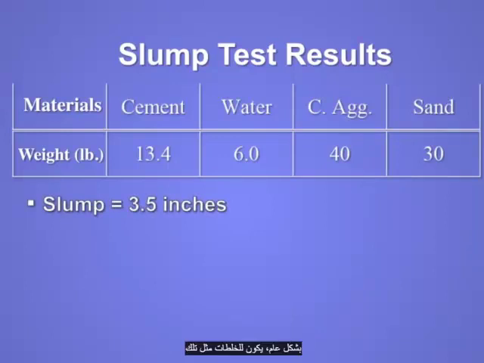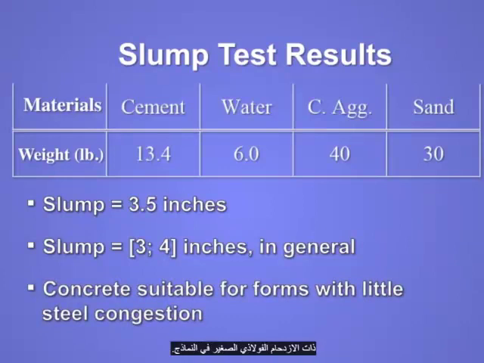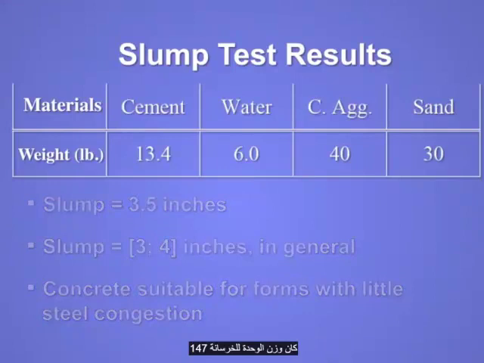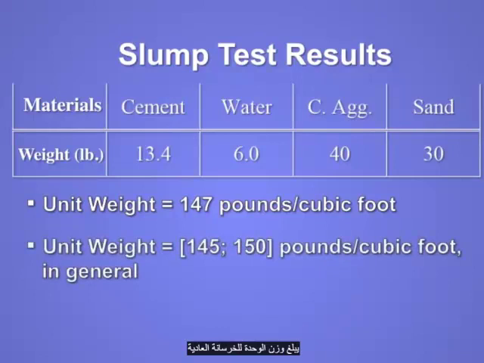In general, mixes such as the one described in this experiment have slumps of 3 to 4 inches. Such values are common for small jobs with little steel congestion in the forms. The unit weight of our concrete was 147 pounds per cubic foot. The unit weight of normal weight concretes is around 145 to 150 pounds per cubic foot.